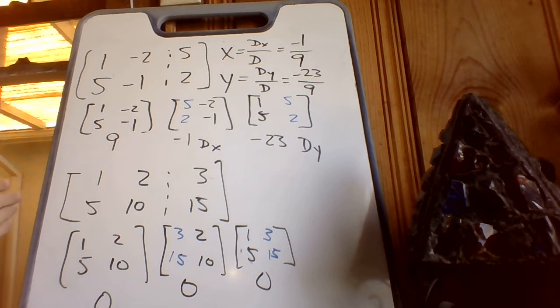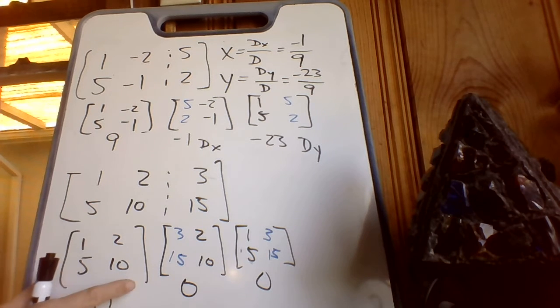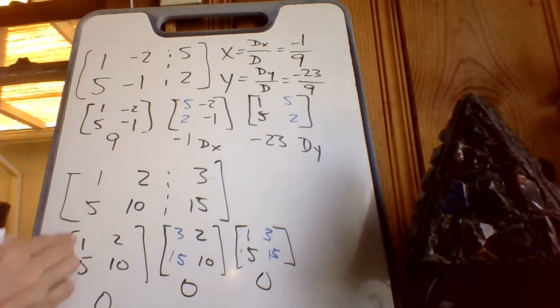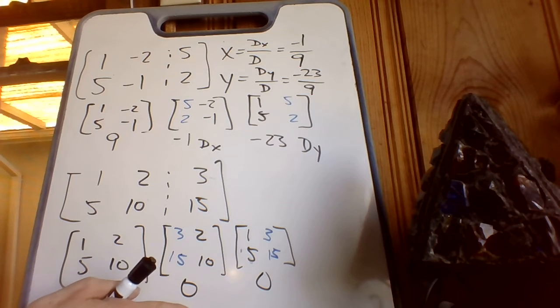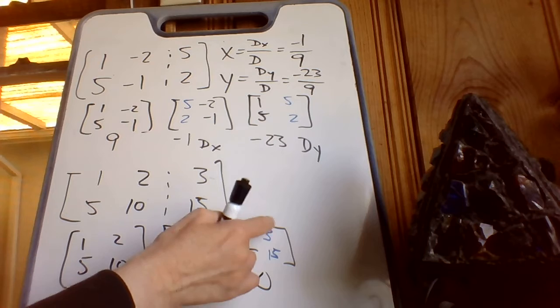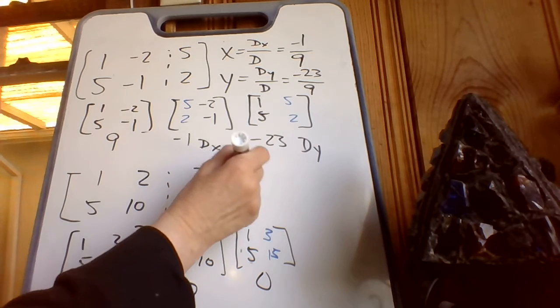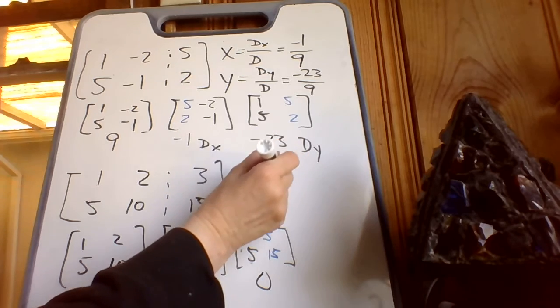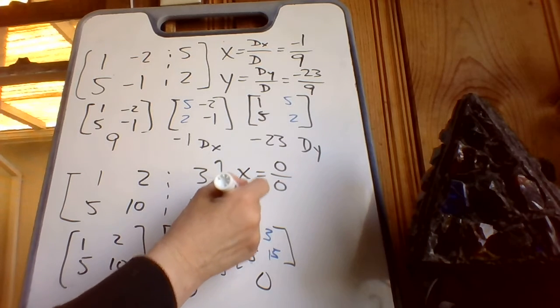Then I tried this one. Take these 2 columns right here and det those, and I got 0. Then replace this one with the 3 and the 15, det that, I got 0. Then put the 1 and the 5 back, replace the second column with the 3 and the 15, and I got 0. So x is 0 over 0. Now that doesn't make any sense, because you're not allowed to divide by 0. Same thing for y.